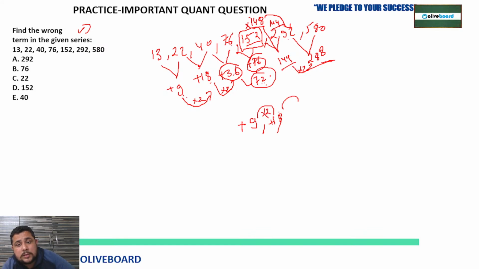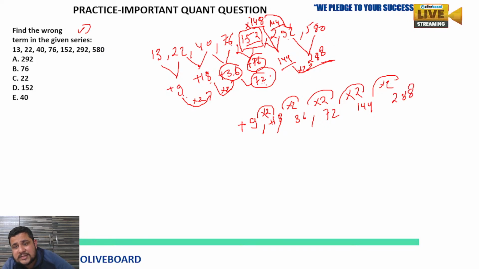Now, double of 18 is what? 36. Twice of 36 is 72. Double this 72, and you will get 144. Double this 144, and you will get 288. So this is the pattern which goes on further in the series.